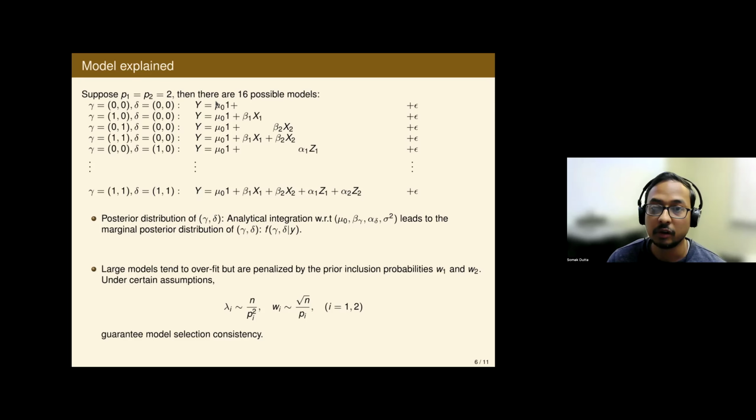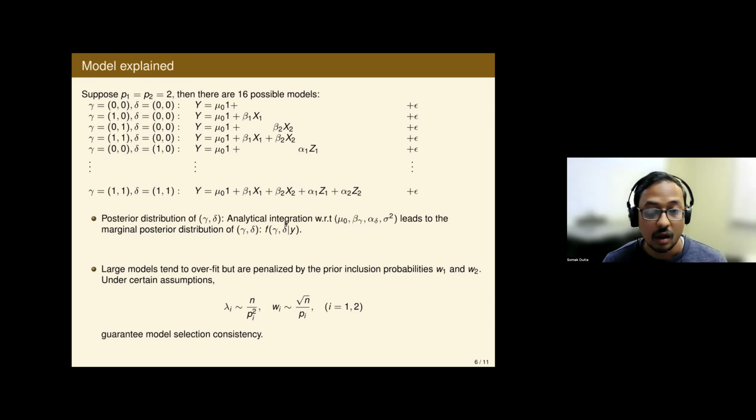Now we will learn among the 16 possible models which ones are more plausible once we see the data. And that is summarized through the posterior distribution. So we can find the posterior distribution given the data of these latent indicator variables gamma and delta. This posterior distribution is supported on these 16 combinations, on the 16 combinations of zeros and ones.